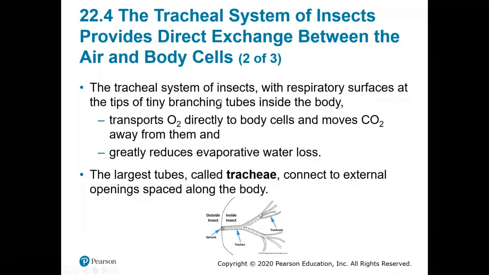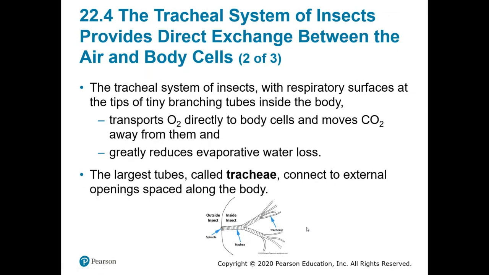Right. Now, the tracheal system of insects is going to have respiratory surfaces at the tips of tiny branching tubes inside the body. And this directly transports oxygen to body cells and moves CO2 away from them. And this greatly reduces water loss, right? So this is going to open with the spiracle on the side of the insect, and then it's just going to allow oxygen to go in and have direct contact with the cell. So we're not involving the circulatory system here.